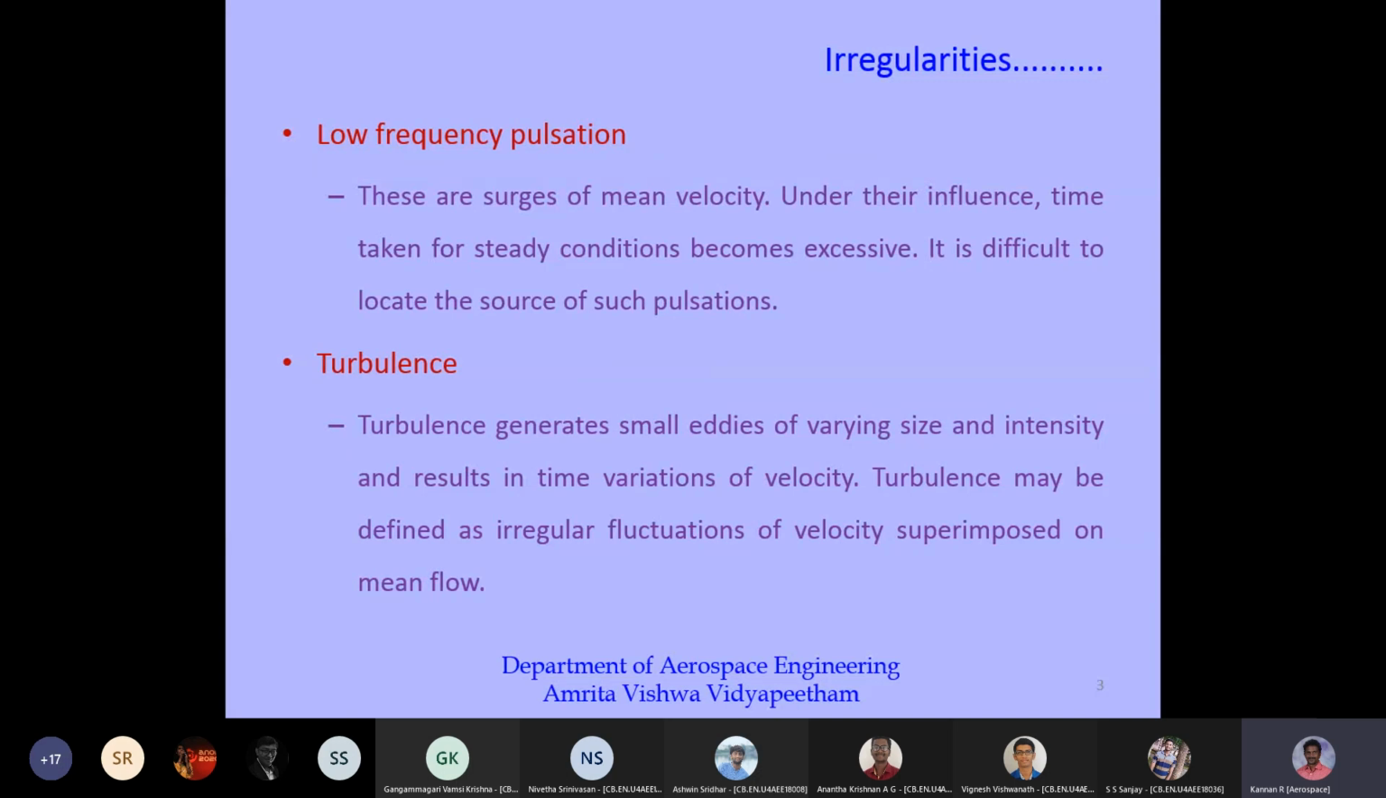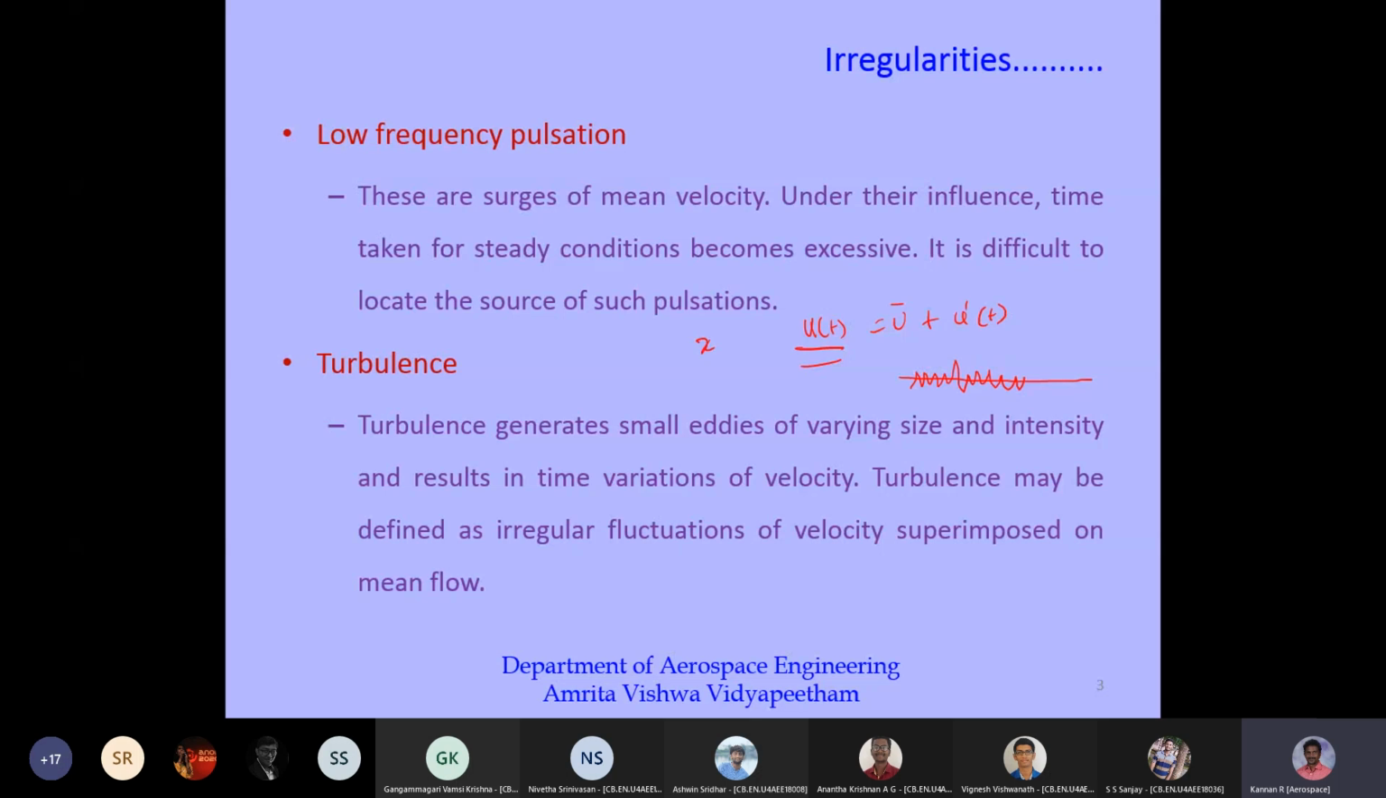Another thing is your turbulence. Basically turbulence means, as you have seen earlier, your u of t, your mean velocity, comes u dash of t. So this generates small eddies of varying size and intensity, resulting in time variation of the velocity. That's what is going to happen. This is for the x component alone. So turbulence may be defined as irregular fluctuation of velocity superimposed on the mean flow. For example, this is a mean flow; about the mean flow, how much it's going to be oscillating. That's what we are going to see.